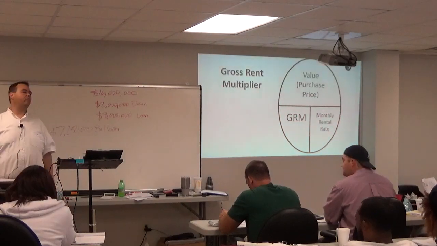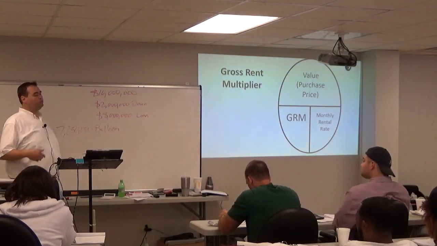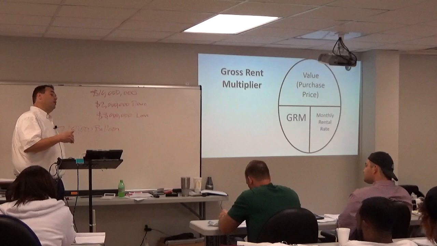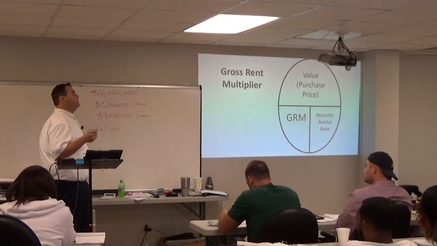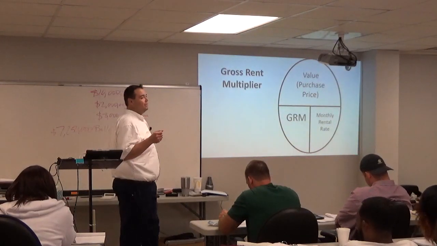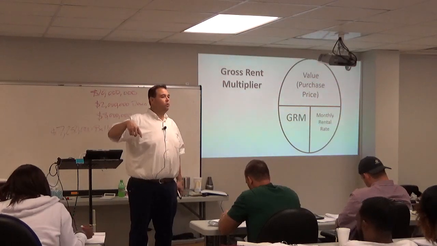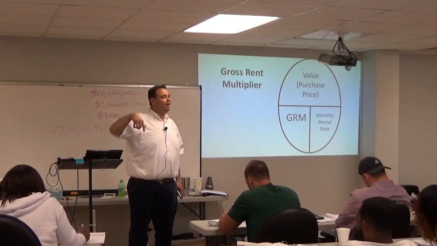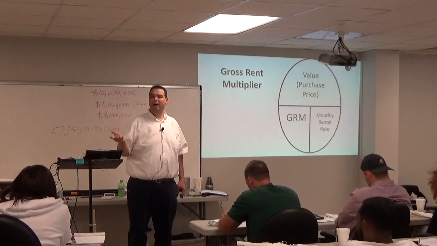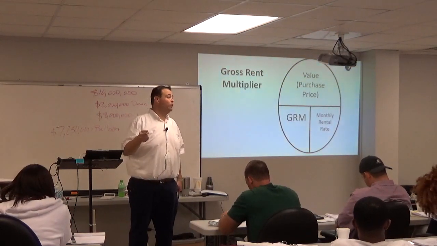Here's another way to think of gross rent multipliers. A gross rent multiplier is just a simple shortcut way of saying how many months it's going to take you to get your money back. If I pay this much for the property and I rent it for this much a month, can I figure out how many months it's going to take me to get my money back? That's the gross rent multiplier.